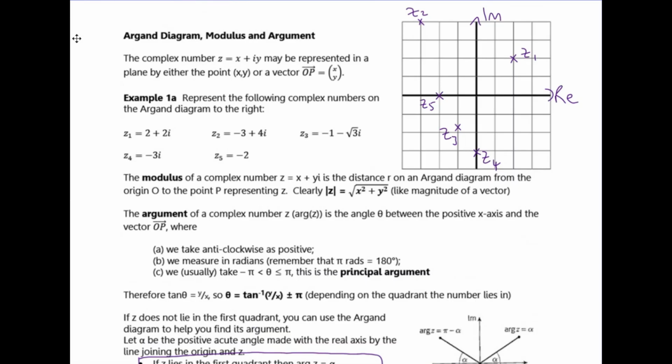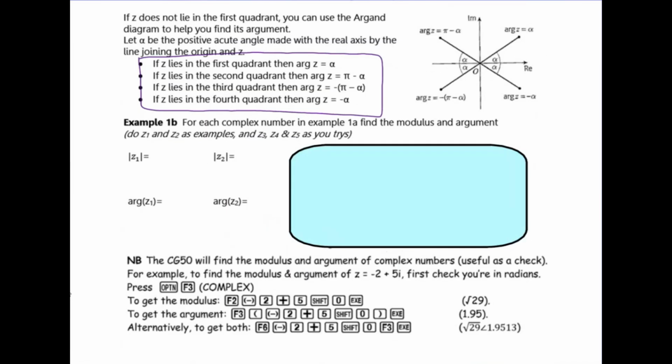So Z1 is this point here. We can draw a line from the origin to Z1. The modulus is the distance from the origin to Z1, which we just calculate by doing the real part squared plus the imaginary part squared and square rooting it. Notice we don't include i when we're calculating this, so it's not 2i squared, it's just 2 squared, which will give you 2 root 2 in this case.